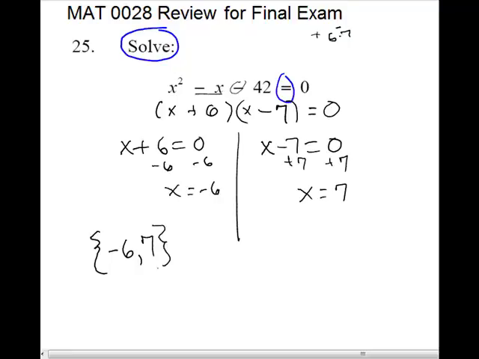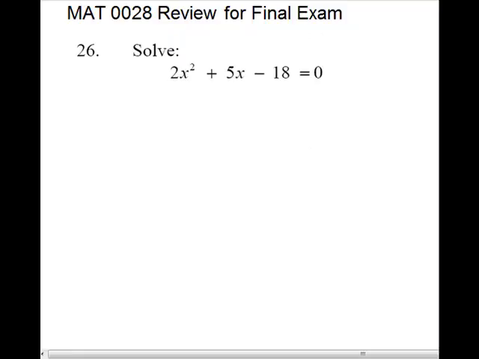I don't think the computer liked that very well on the MyMathLab. I think they wanted you just to write the x equals something. But the solution set symbols, that's the proper notation. Just to make the computer happy, we'll also do it this way.